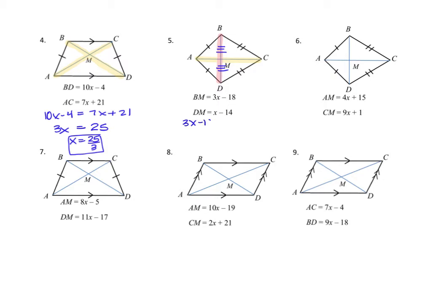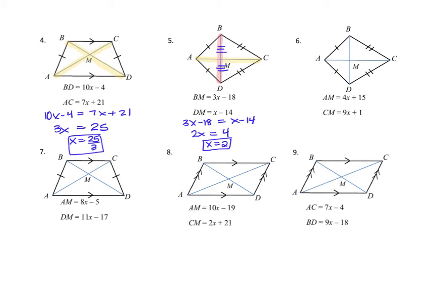We'll set 3x minus 18 equal to x minus 14. Subtract the x from each side. That will give you 2x. And then we're going to add this 18 over here. So that's going to be negative 14 plus 18. That will give us positive 4. And an answer of x is equal to 2.